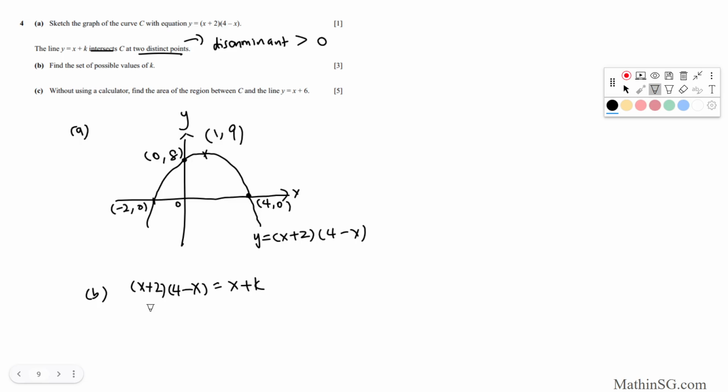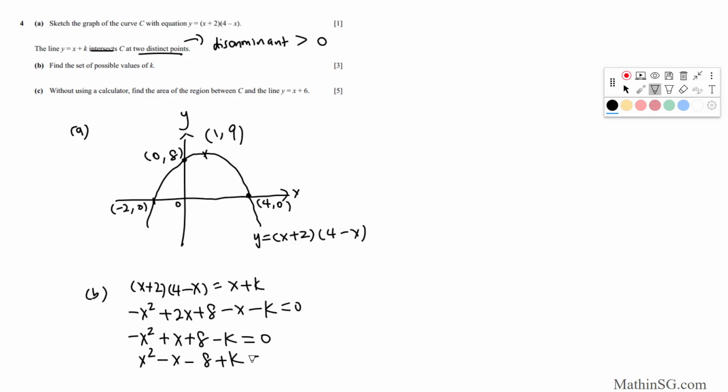Okay, we need to expand this. So I have negative x squared minus 2x plus 4x, so it's plus 2x, then plus 8, then bring this over, minus x minus k equals to 0. So I have minus x squared plus x plus 8 minus k equals to 0. If you do not like the negative sign, then we divide all terms here by negative 1. Or you can just leave it as here, also can, doesn't matter.